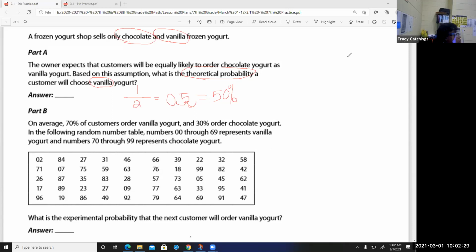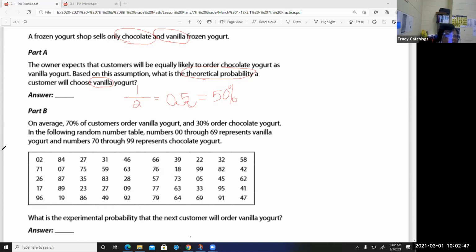Yes, no, maybe? Say yes, you need to know why? All right, we got 2 different yogurts. So 2 is the denominator, 1 of those is vanilla, so that'll be 1. 1 out of 2 is 0.5. Shift 2 times, 50%.